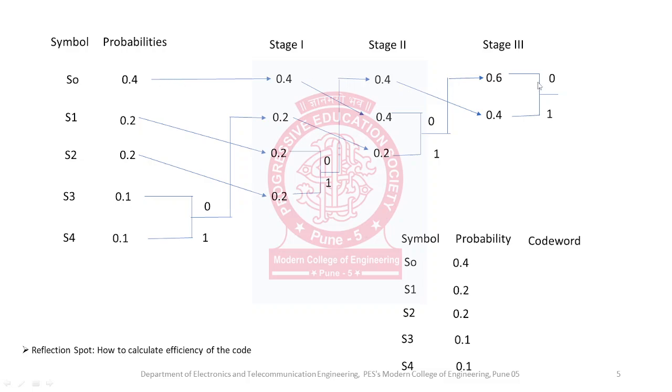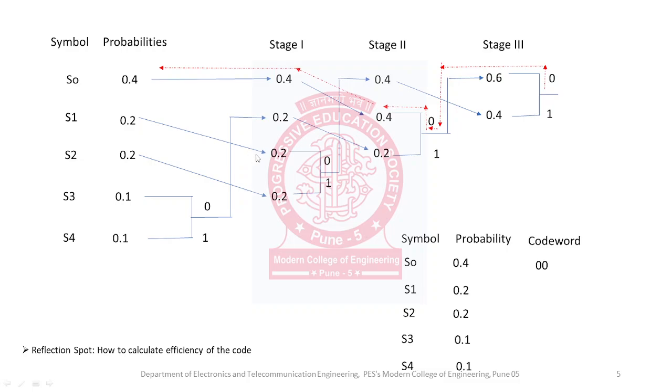reverse order. So here we can see for S0 the code word, we are going to trace the path of this red line. Here 0 is assigned, here also 0 is assigned, here to this branch no code word is assigned, here also no code word is assigned. So the code word for S0 is equal to 0 0, this 0 and this 0.